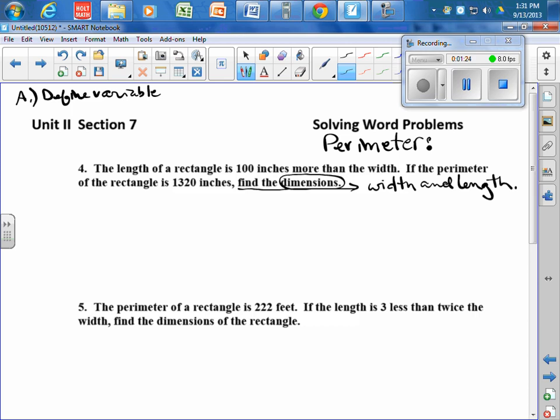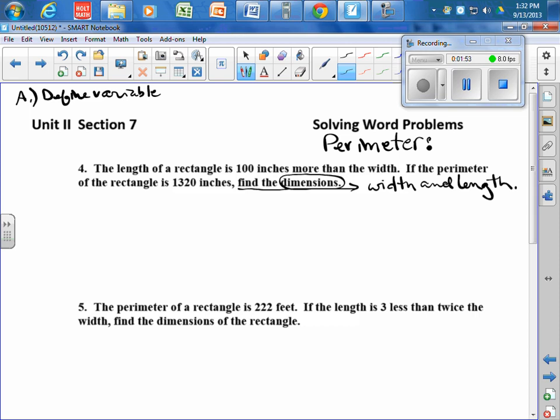Now I'm going to show you a trick that my algebra teacher taught me not that long ago in defining the variable. With consecutive integer problems that we were working on earlier, when you define the variable, it was always let x equal the first integer. But with other story problems, you have to be more specific. It's not just going to be the first integer anymore. We have to be specific here on what we're defining the variable as.